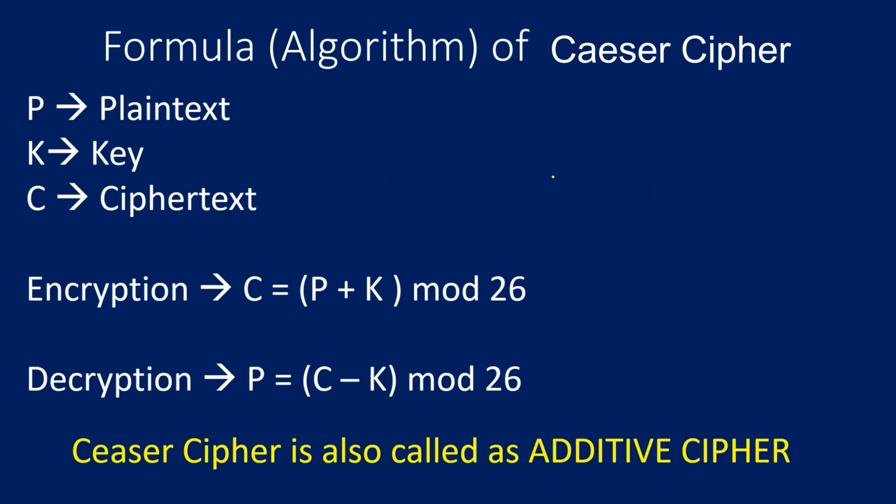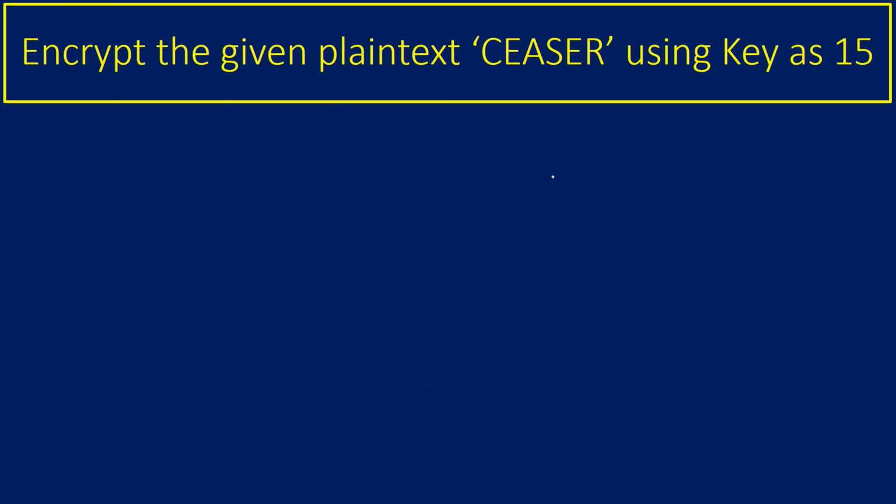So let us go ahead with the following numerical. Encrypt the given plain text Caesar using key 15. I've taken a similar numerical in the previous video where the plain text was Caesar, but there I used a key of 3 and hence there was no complexity when we were solving modular arithmetic. Here the difference is that I've taken a key which is 15. As I briefed you in the previous video, the formula of encryption is given as plain text plus the key mod 26. So we are doing mathematical addition.